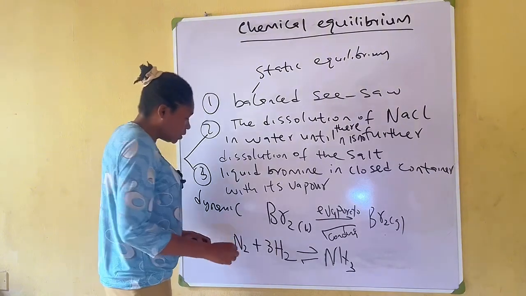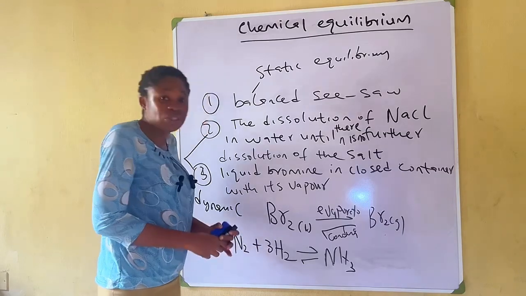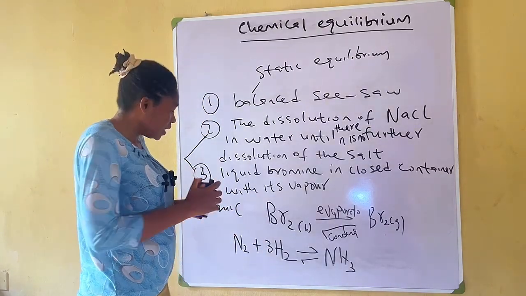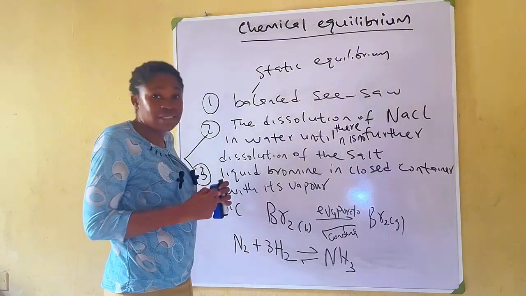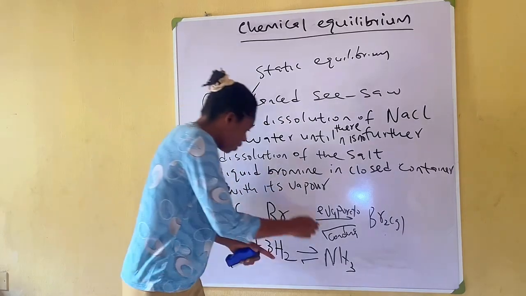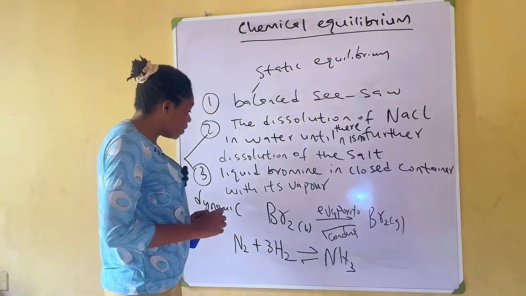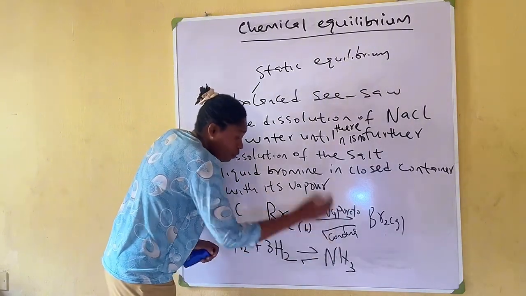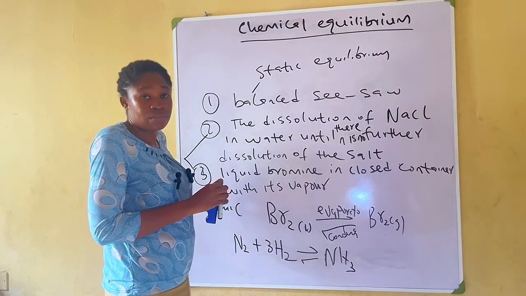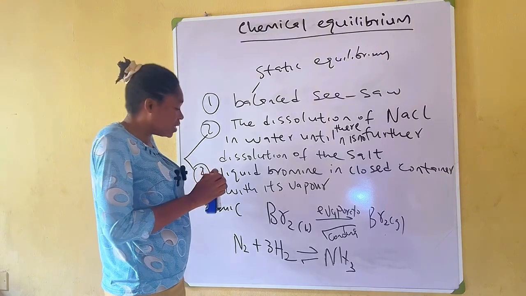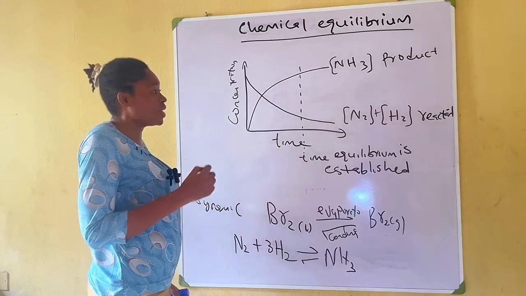When nitrogen and hydrogen are mixed together in a closed vessel, the concentration of nitrogen and hydrogen is going to decrease to a constant value, while that of the product ammonia will rise from 0 to a constant value. So at equilibrium, the concentration of the reactants and that of the product is going to be constant. At that point, we say that this system is at dynamic equilibrium.